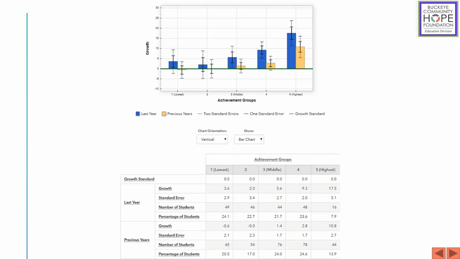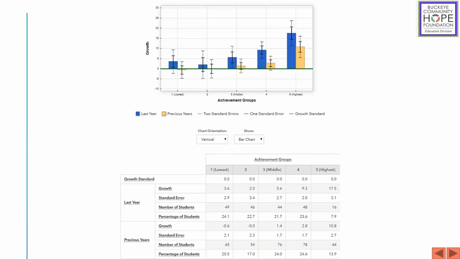So this is a diagnostic report. And we can see that it looks similar to the worksheets that we just did in this particular unit, where we have the growth, and then we have one standard error and two standard errors. We'll talk about that here in just a little bit more detail.